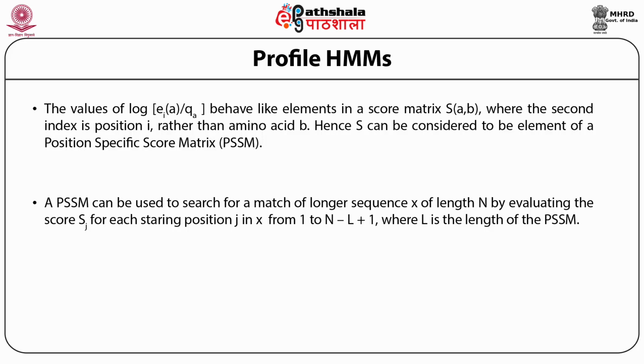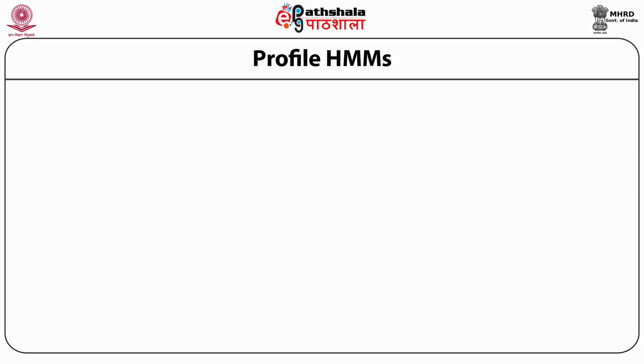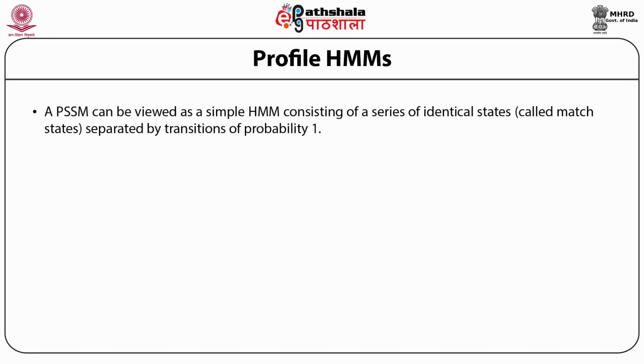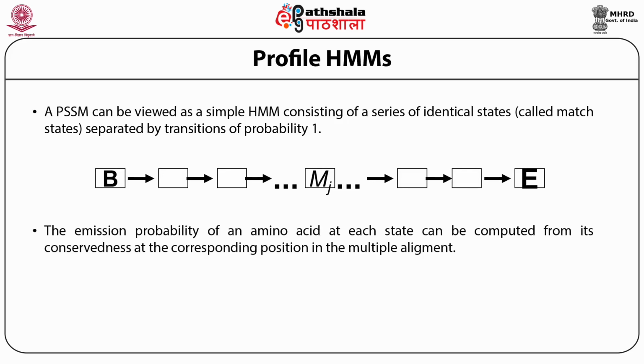So if we can upgrade the PSSM a little bit to handle gaps, then I go one better. One way of doing this, of course, is using hidden Markov models. How do I do it? I can view my PSSM as a very simple HMM, which just consists of a sequence of states. I have a begin state, and then for each position in my PSSM I have a particular state, M1, M2, M3, up to Mj, ending in a particular end state. The emission probability of an amino acid at each of these states is simply the frequency of amino acids at that particular position of the PSSM.